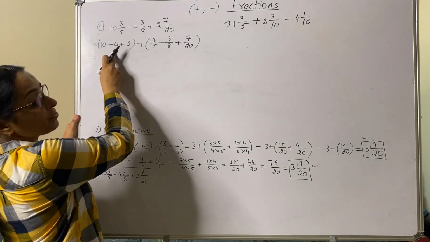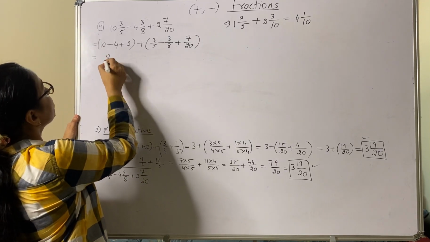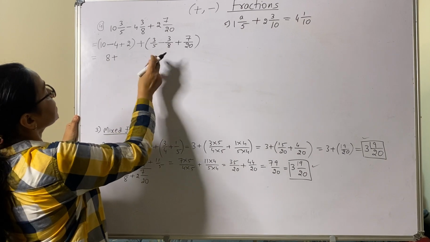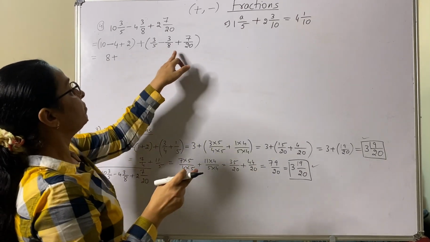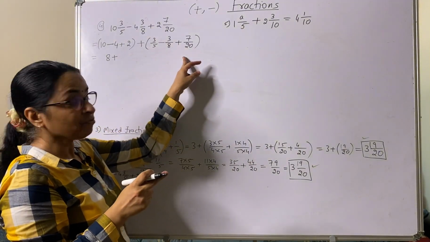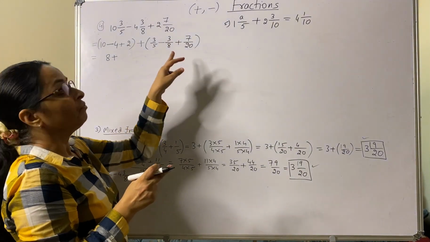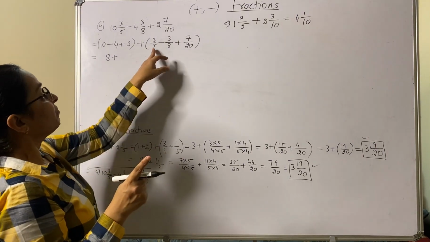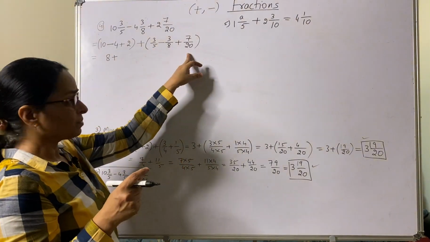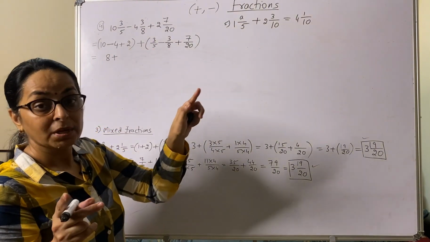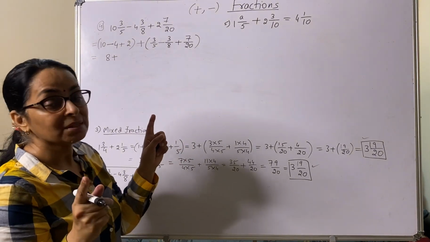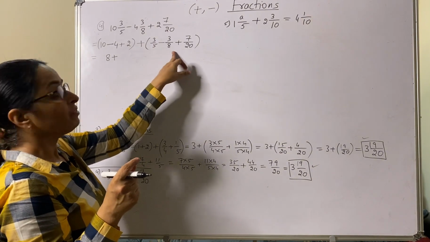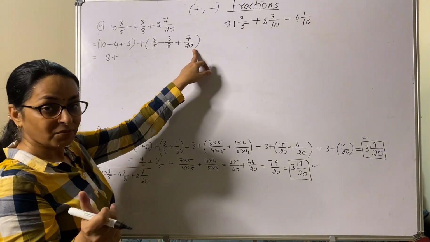So 10 minus 4 is 6, 6 plus 2 is 8. So my whole number part is 8. Now here what do we need to do? 5, 8, 20, all the denominators are different, so we need to make our denominators equal. In 5's table 20 comes, but in 8's table 20 doesn't come. But yes, in 8's table 40 comes, which goes in the table of all. 5 8s are 40, 8 5s are 40, even 2 20s are 40.